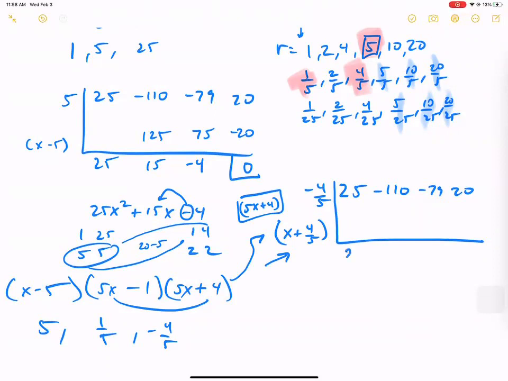So here we go, 25. Multiply this by negative 4 over 5. I'm right there in the front. 25 divided by 5 is 5, times 4 is 20, so that's negative 20. I think that's right. 5 times 4 is negative 20. We're going to combine those together. This becomes a negative 130.